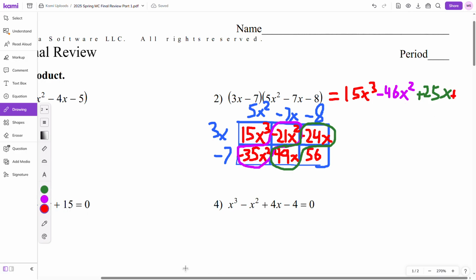Let me move over a little bit. That's all I got. And there you have it. That's your answer. That is the answer to number 2.